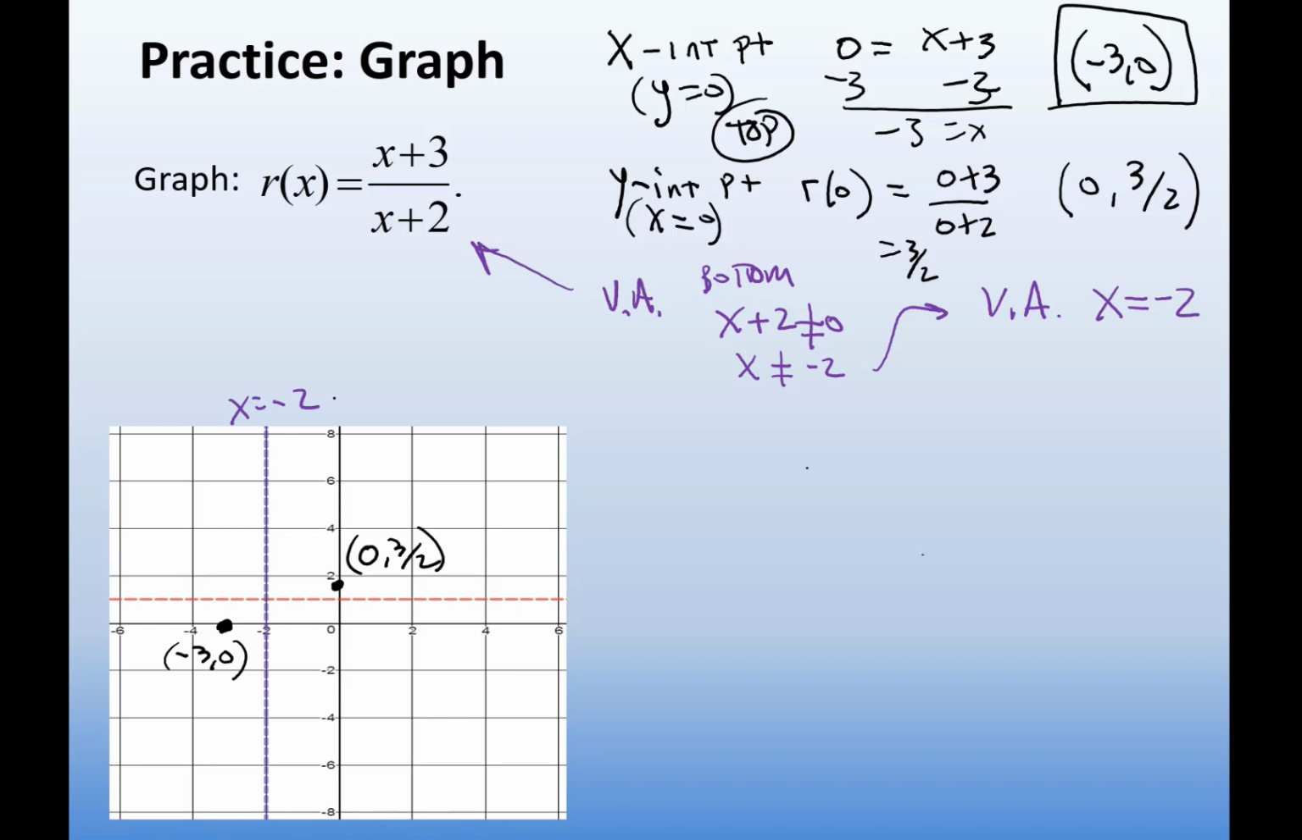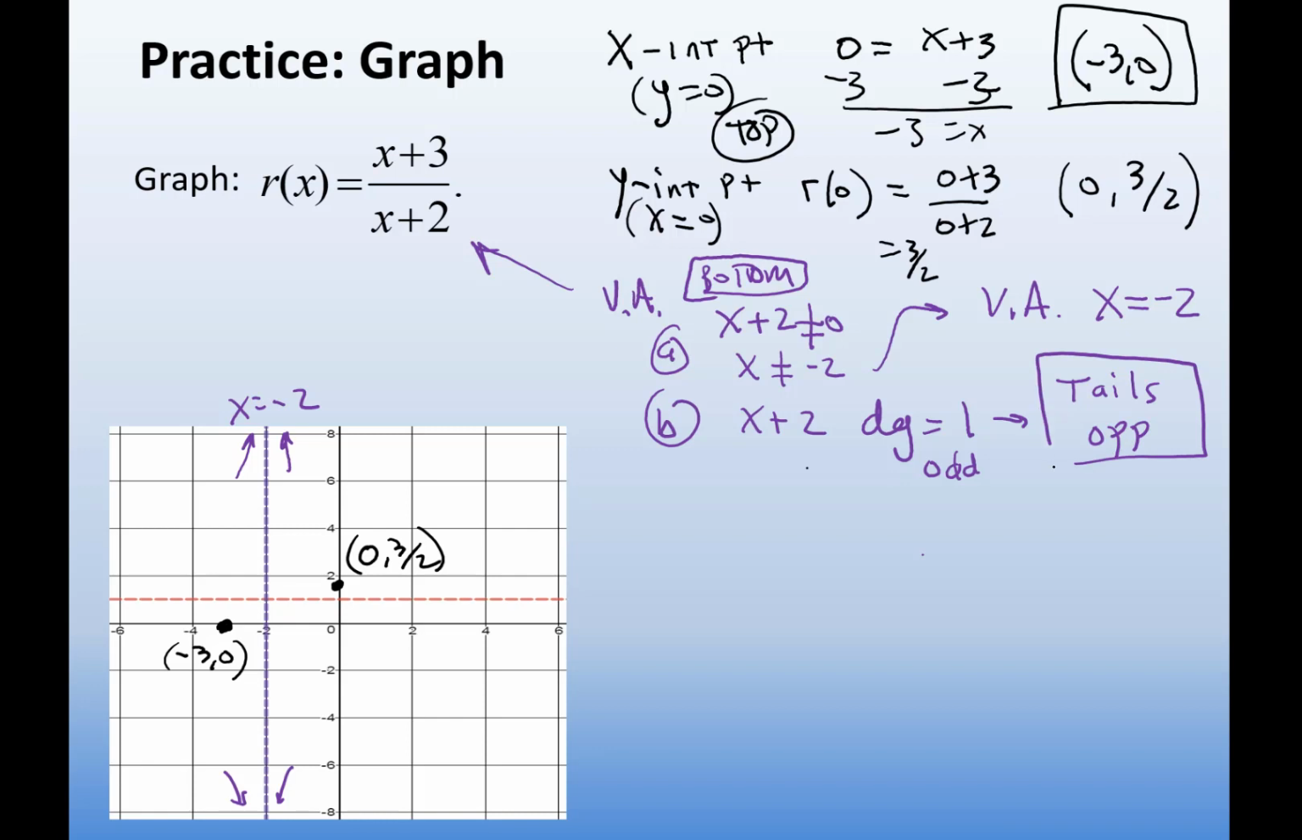This vertical asymptote is going to have tails that can go 4 different ways. They can have one up, one down, both up, both down, and we don't know which one right away. However, that 2 is in the bottom. Anything about the vertical asymptotes is in the bottom. And it has to do with x plus 2 in the bottom is degree 1, which is odd. And that tells us a big clue. The tails go in opposite directions.